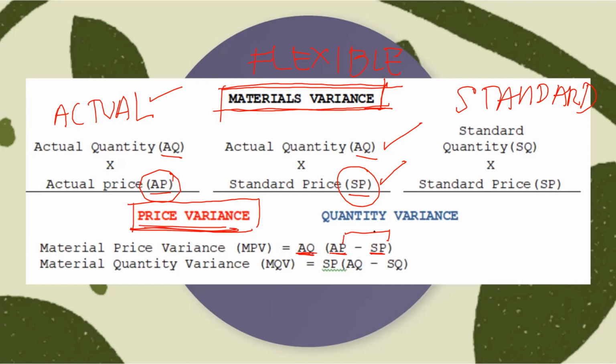Next item, the quantity variance. Take a look at your middle equation, okay? Or your middle formula. You have actual quantity and your standard price.